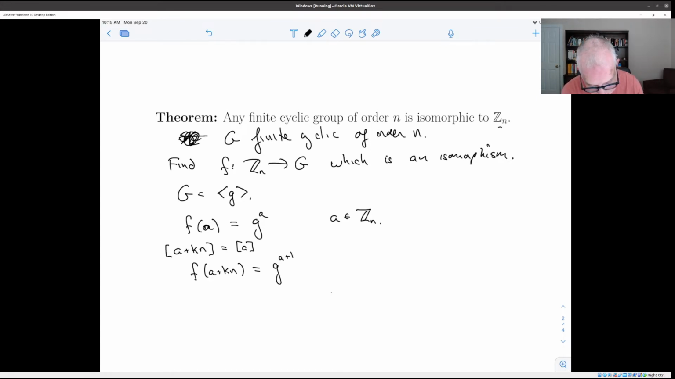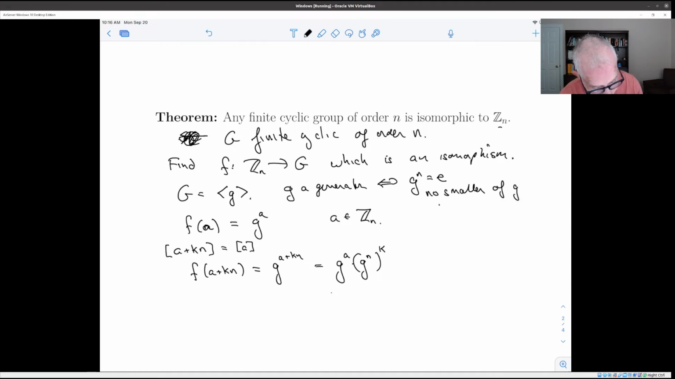And if you work this out, what you see is that you get g to the A times g to the n to the k. But g is cyclic of order n, and g is a generator. And if g is a generator of a cyclic group of order n, that is equivalent to saying that g to the n is the identity, but no smaller power of g is the identity. That's what it means for g to be a generator of a group of order n. And so in particular, this is g to the A, and we see that if I happen to choose a different representative for the congruence class, I get the same element in G. And so the map is called well defined, as I mentioned once before. So if I know a generator of G and I raise it to a power given by A, then if I choose a different congruence class representative, I get the same map.